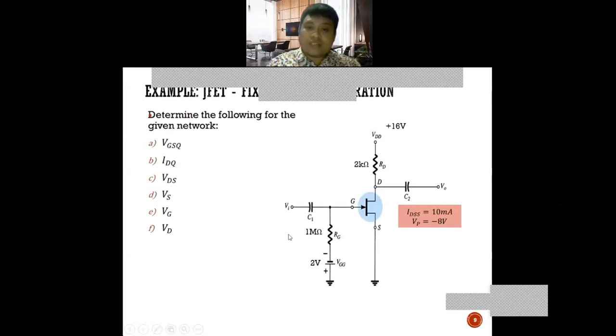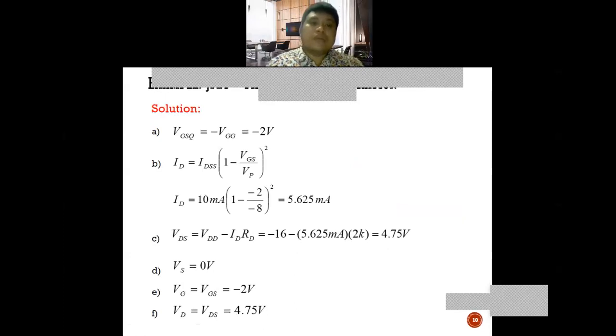So where is VGG? VGG is given as 2 volts. So VGSQ equal to negative VGG equal to negative 2 volts. From the mathematical equation, ID equal to IDSS times the bracket 1 minus VGS over VP, bracket to the power of 2. IDSS is given as 10 milliampere, VGS is negative 2, and VP is negative 8, so ID equal to 5.625 milliampere.